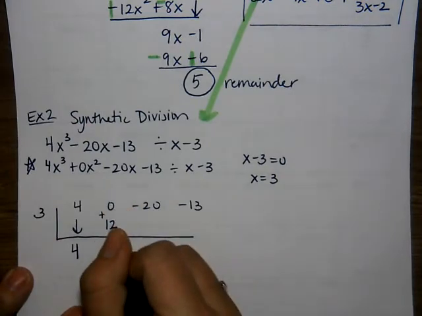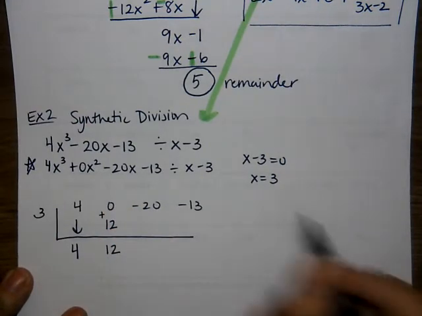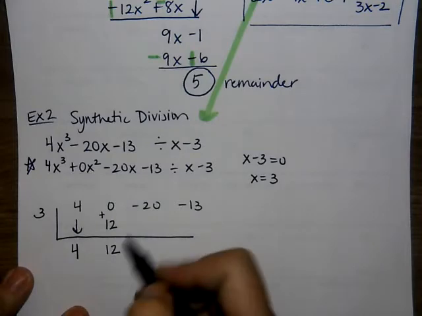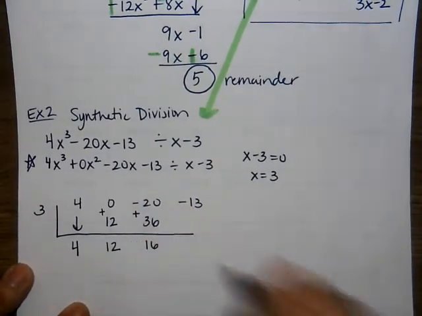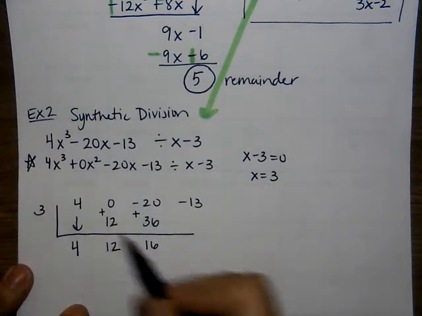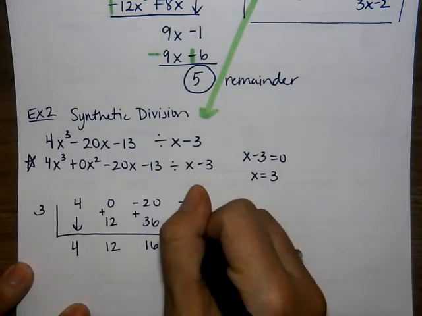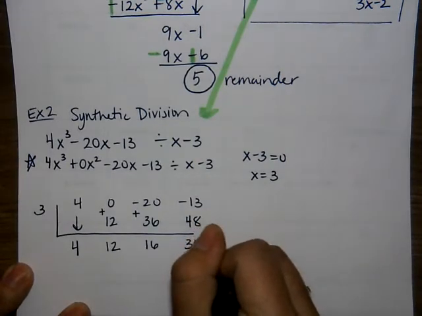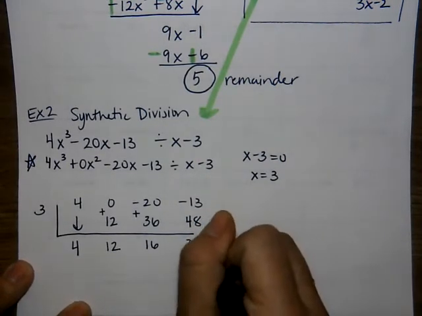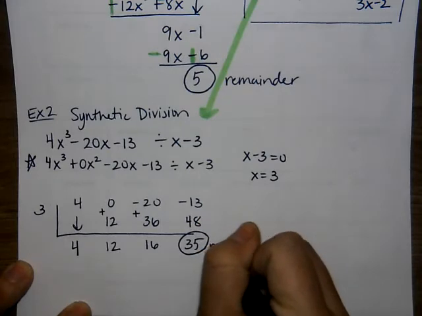So 0 plus 12 is 12. Then you multiply. 3 times 12 is 36. And then you add to get 16. And then you do 3 times 16 is 48. You add 48 to negative 13 to get 35. This number is your remainder.